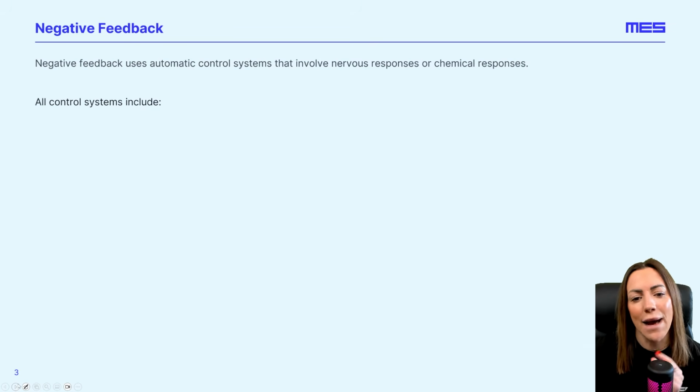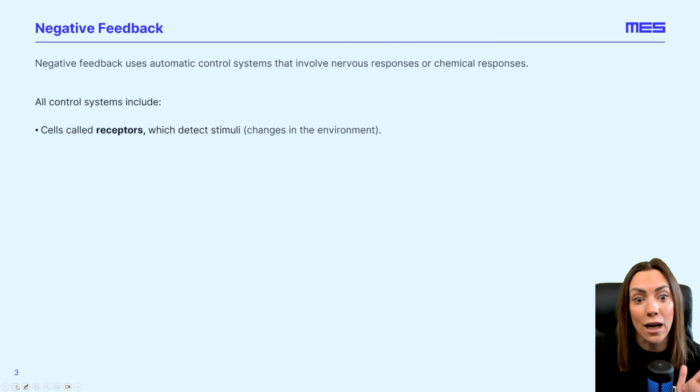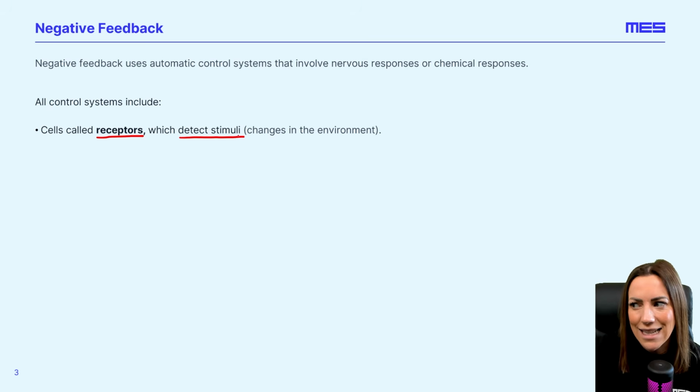Now, negative feedback uses automatic control systems. Now, this could involve nervous responses with our nervous system and chemical responses, which involves hormones, but all control systems will include the following things. So there are cells called receptors, which will detect a stimulus. So any change in the environment will be detected by our receptor cells.